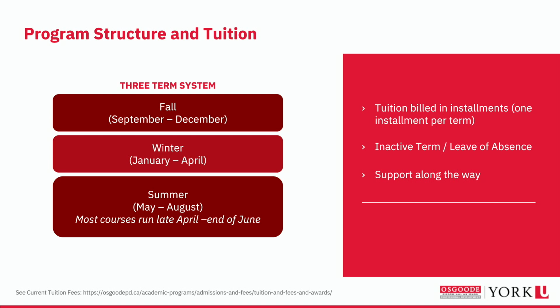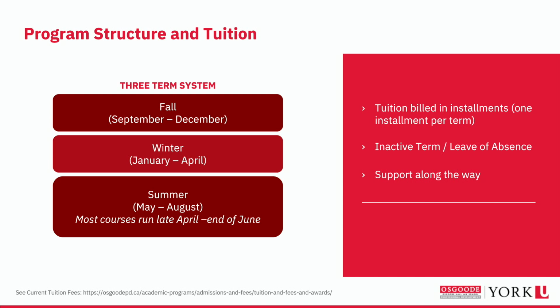Registering in a term will trigger fees to be posted to your student account. Your tuition for the program is charged in 6 installments over the 6 terms of the program. If you finish your degree in fewer than 6 terms, your remaining installments will be billed at convocation. If you need more than 6 active terms to complete your degree, additional terms are charged at a lower rate.